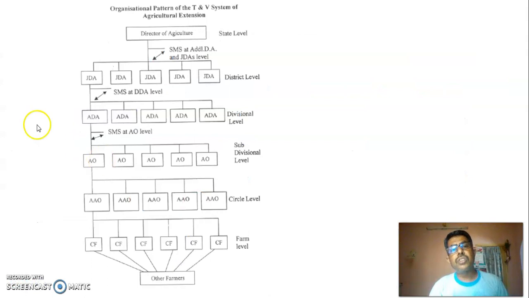So this is the structure. When we visited the agriculture office in Pudukkottai district, this is the structure we still have.